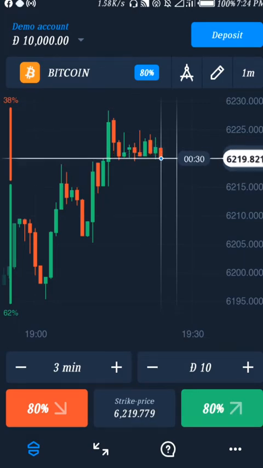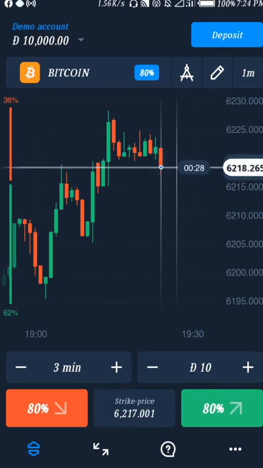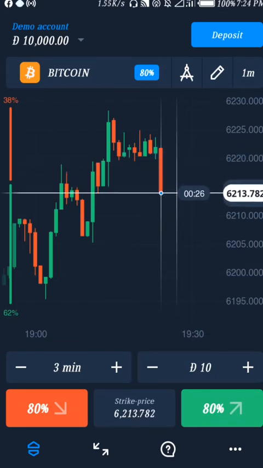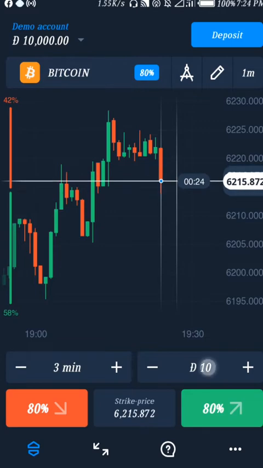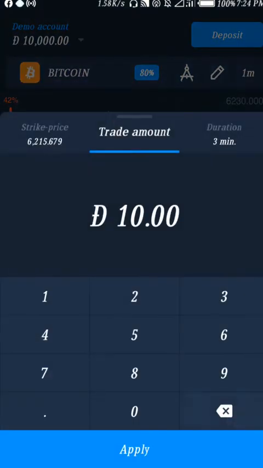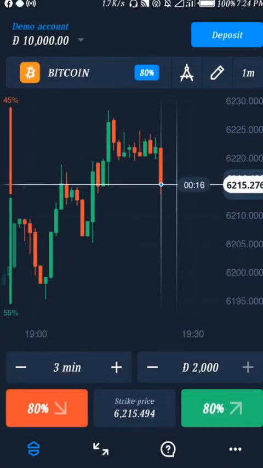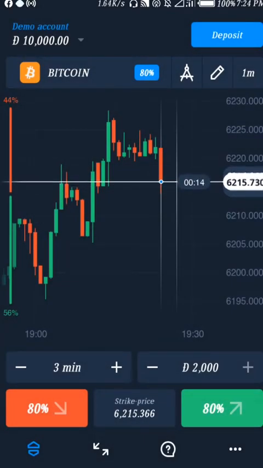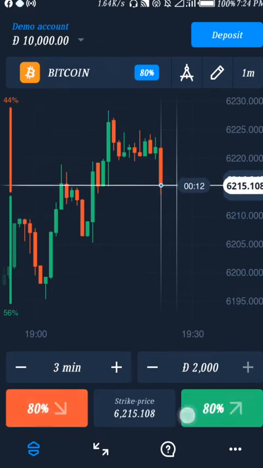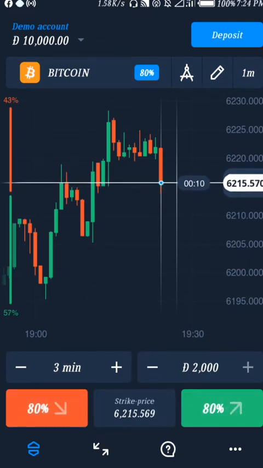All right. So right now, I'm going to show you how to reduce this. And the easiest way to reduce this amount is for you to enter like $2,000. That's the maximum you can trade on Olymptrade. Okay, $2,000. So I'm going to enter it. So I'm just going to choose between down or up. All right, that's either the green button or the red button.